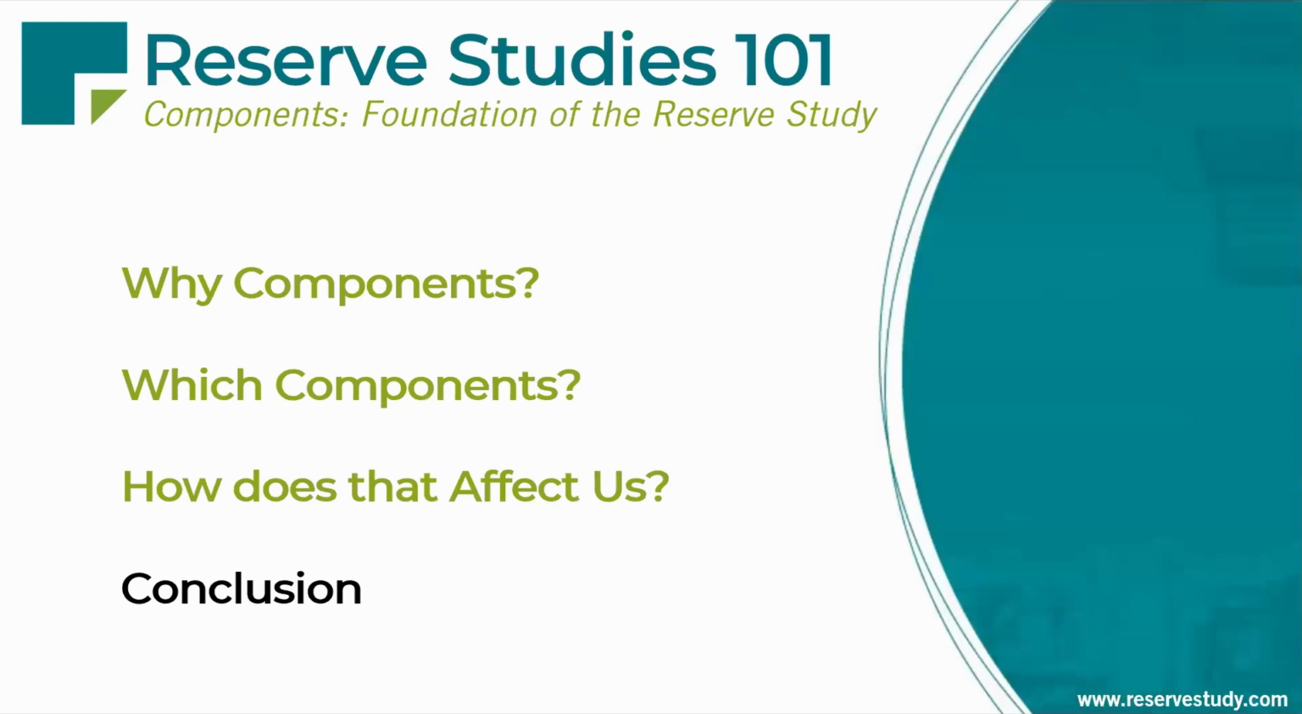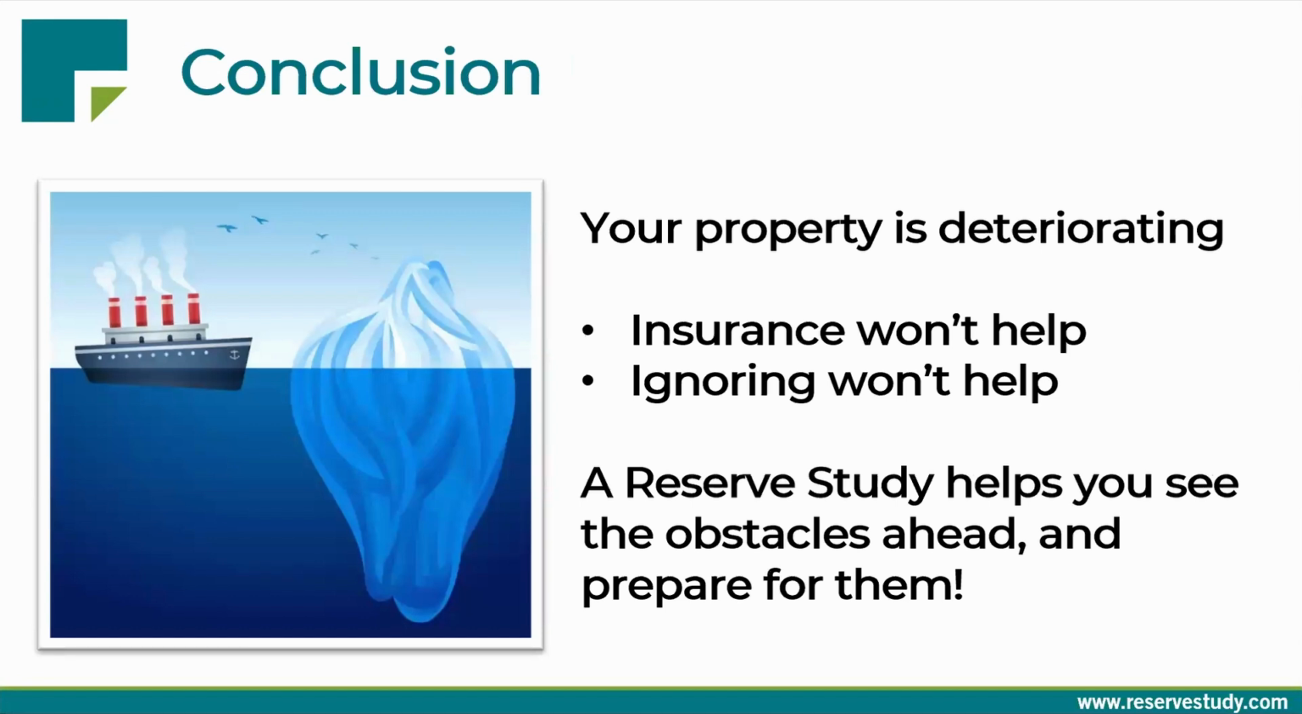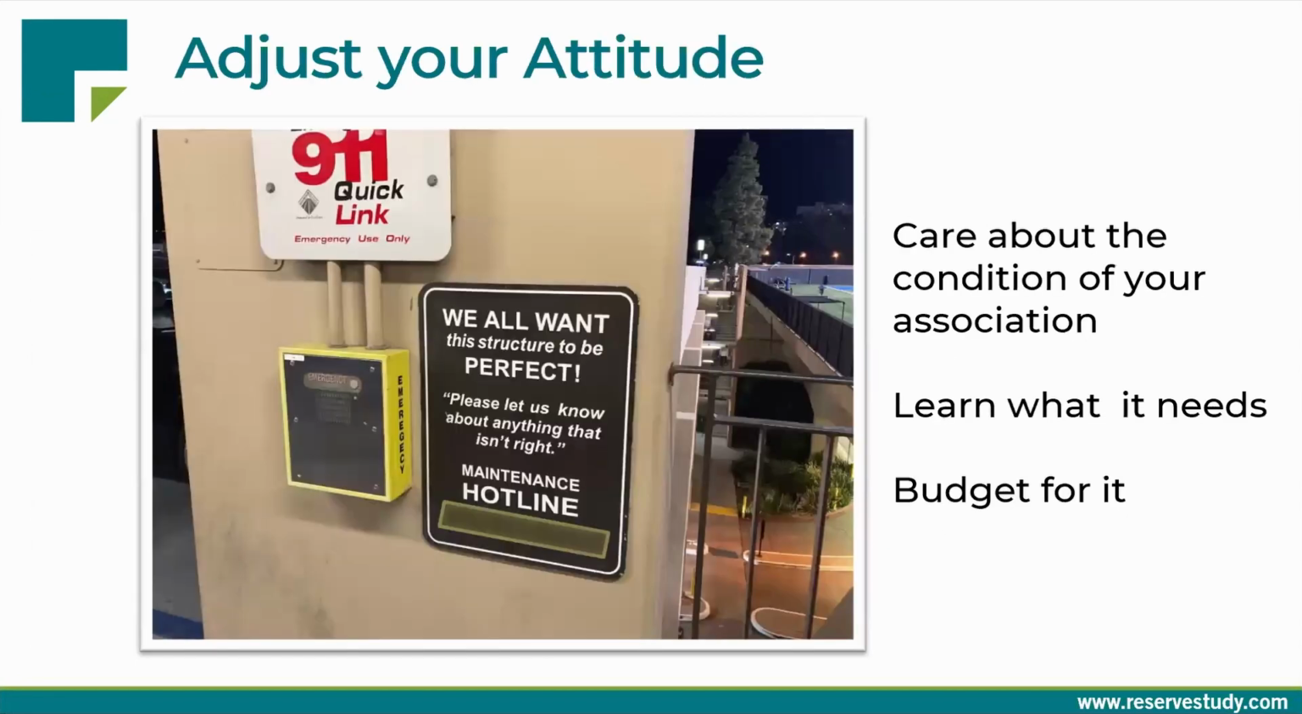So at this time, let me spend a few moments summarizing what we've learned today. I hope we've made it very clear that the reason we're talking about reserve components is that your property is deteriorating every day. Insurance isn't going to help pay for normal deterioration, and ignoring that normal deterioration doesn't make it go away. Mother Nature and Father Time are unstoppable. A reserve study is how you see those big upcoming expenses, prepare for them, and keep them from causing problems at your association. And the key is your attitude.